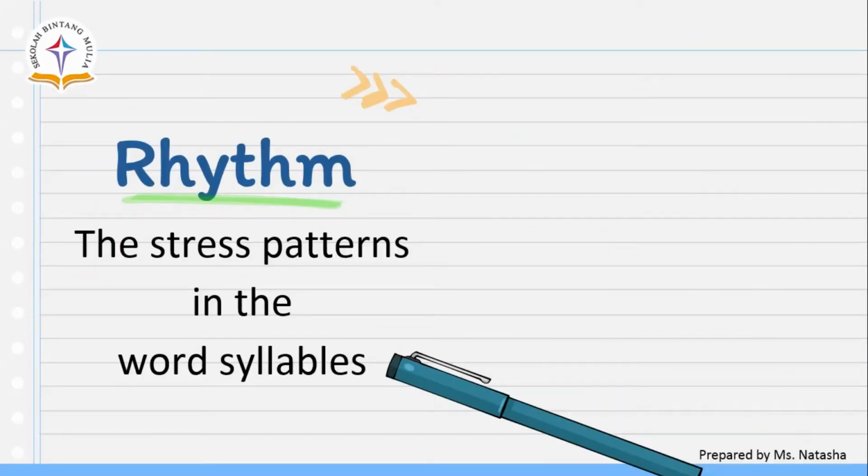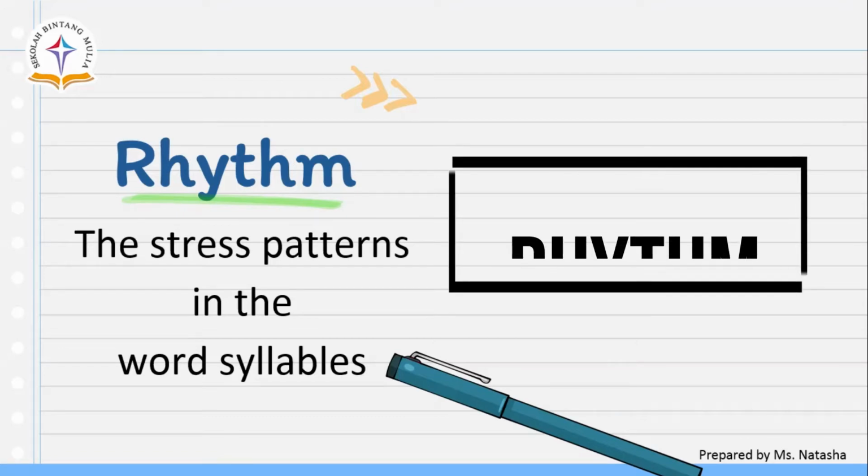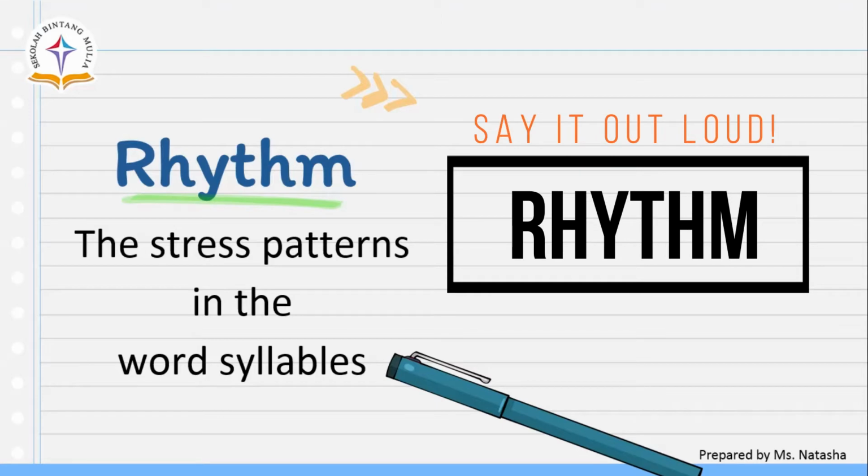First, let's talk about rhythm. Rhythm is the stress patterns in the word syllable. But what is a stress? Let's take the word rhythm as an example. Let's find the stress in the word rhythm. Let's say rhythm. Rhythm. Great job.